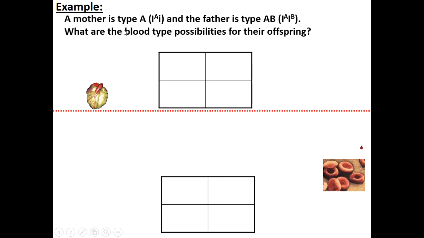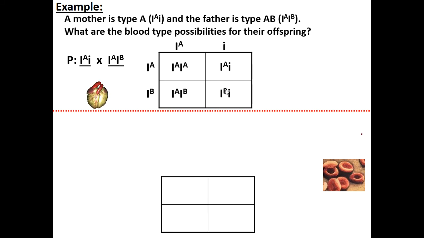So in the first example, it says a mother who is I^A little i and a father who is type AB have children. What are the possibilities for their offspring? So I know that we're going to put one parent across the top and one parent across the side. And then we're going to join them in each of the boxes. So bring one down, bring one across. Again, if you have a capital letter, you want it to be before the lowercase.